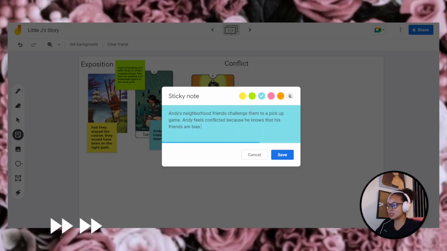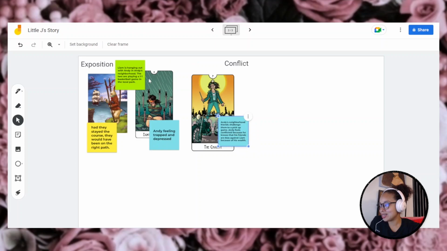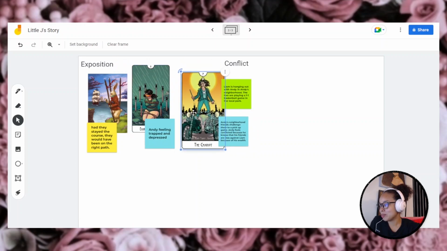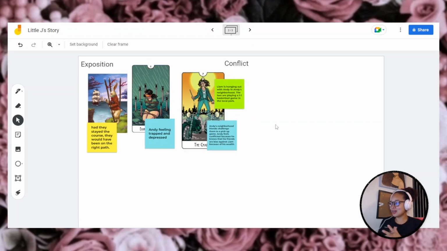because of his wealth. So they think he's kind of a snob, that type of thing. Like they doubt that he can hold up against them or whatever. So that's our course. I'm like, had they stayed the course, they would have been on the right path.